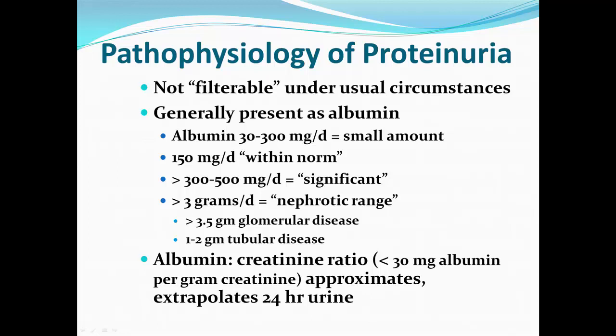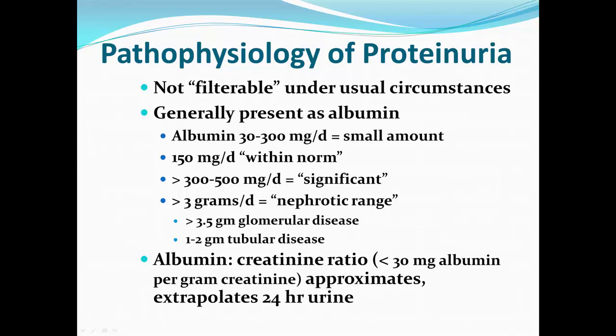Now remember, again, under usual circumstances, protein, which is a very large negatively charged particle, is not filterable by the glomerular membrane. Small amounts of protein represented as albumin, because that's a smaller molecule than the protein itself, is usually the way this protein shows up. As you can see, and again, I don't expect you to memorize these numbers, but what I do expect you to memorize is the idea. So it's okay to have a small amount of protein in the urine, but we monitor that over time.